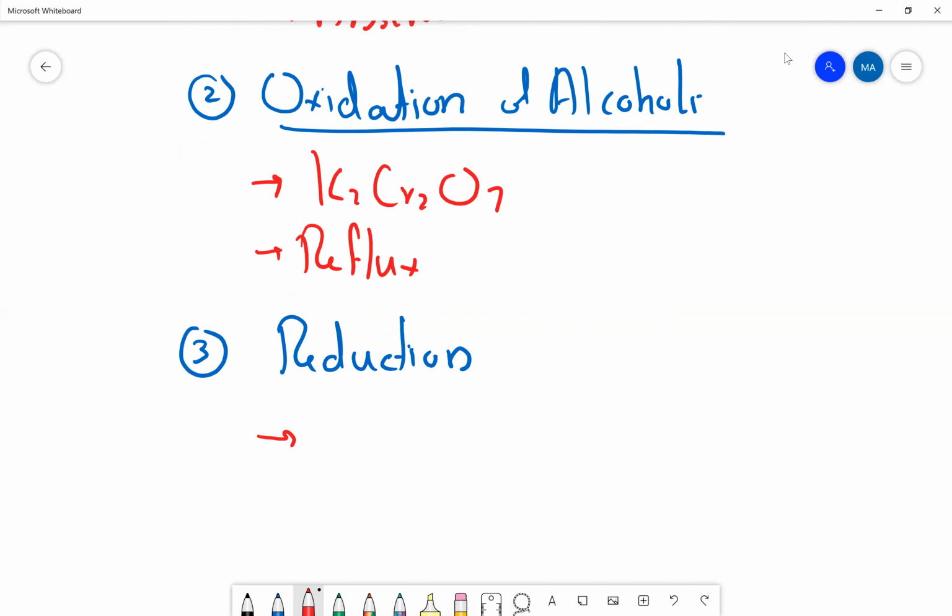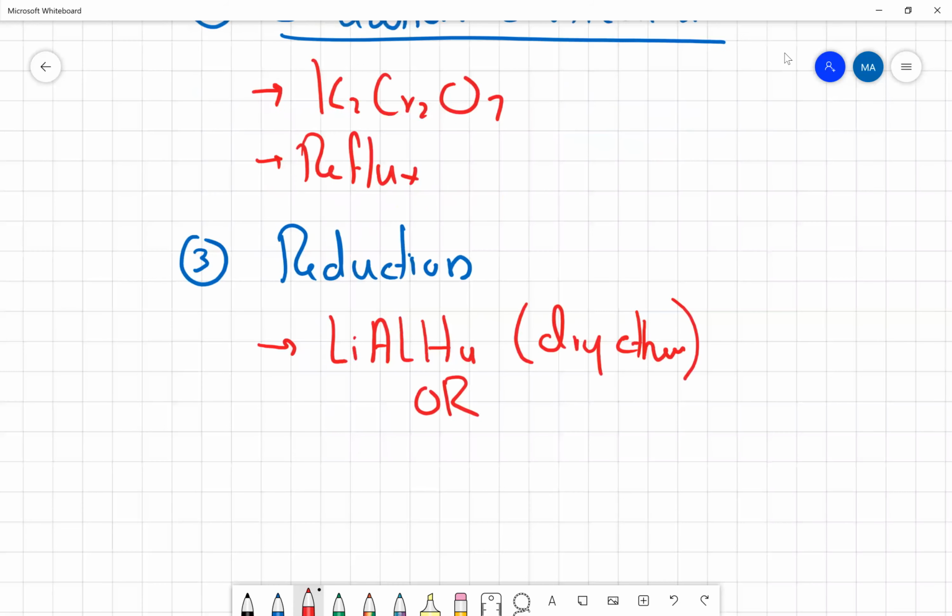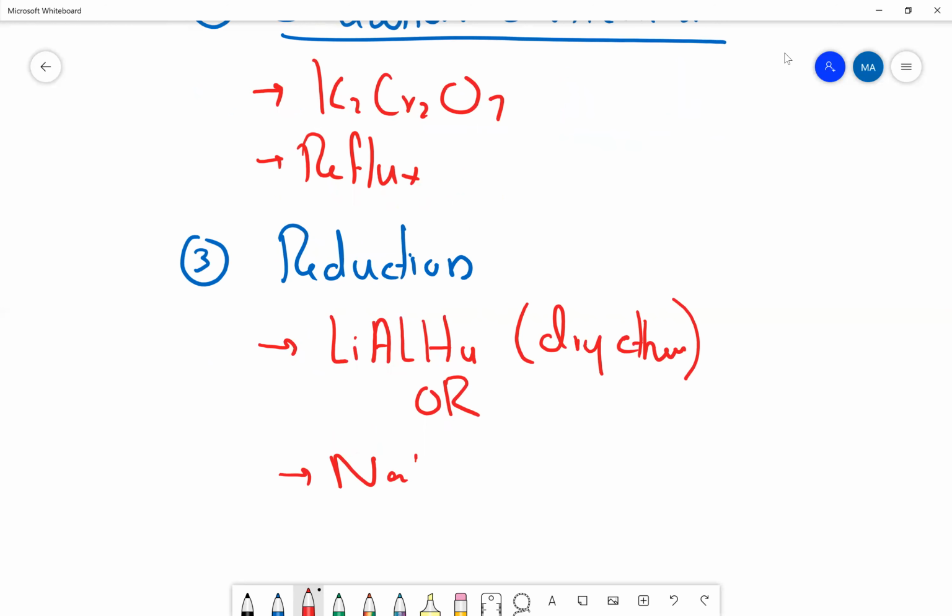You need to have a reducing agent first of all, that is LiAlH4, and the solvent must be dry ether. Or you can also use NaBH4. For this, the solvent must be ethanol.